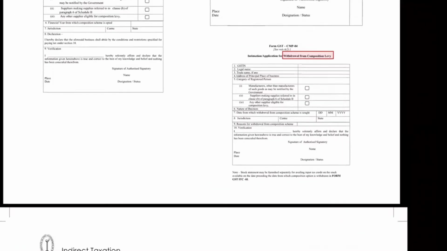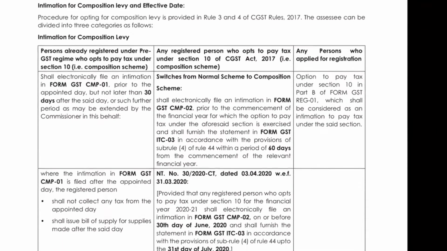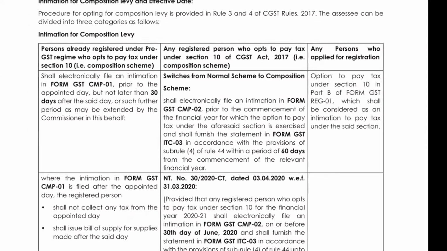Okay, so see what they have said. A person already registered under GST and already registered under the pre-GST regime who opts to pay tax under section 10 files form GST CMP-01, correct, prior to the appointed date, but not later than 30 days after the said day. So whatever the appointed day is, not later than 30 days. These are required only for practical knowledge, correct? I don't think the days will be important, but the form numbers are important as MCQs are there, correct?